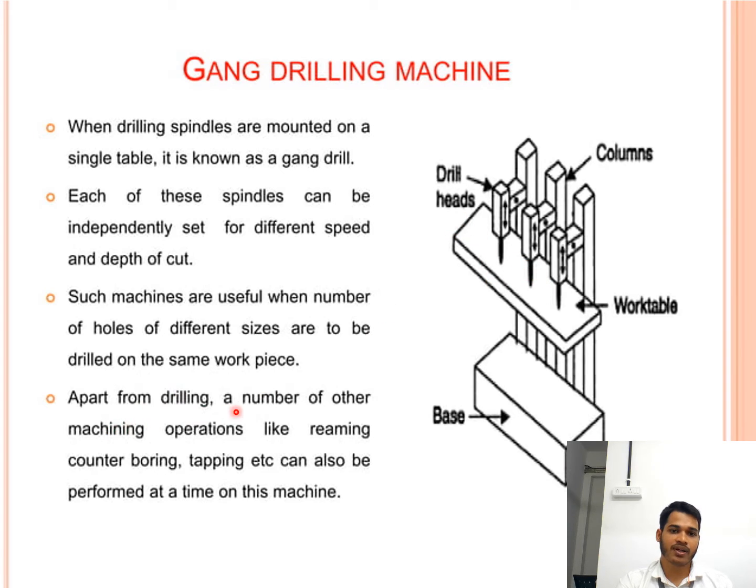Apart from drilling, a number of other machining operations like reaming, counter boring, and tapping can also be performed at the same time. So this is the advantage of gang drilling, and it is also a fast process. The parts are: this is the work table, and here is the column. Also, these are the drill heads, and the motor is mounted here, and this is the base, and the base is generally made from cast iron.